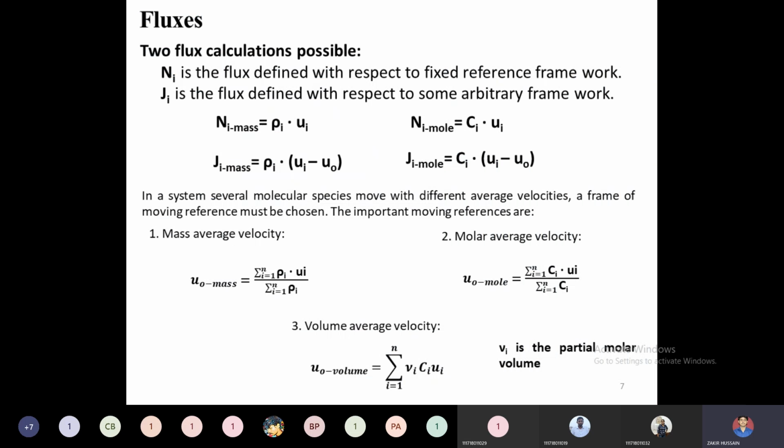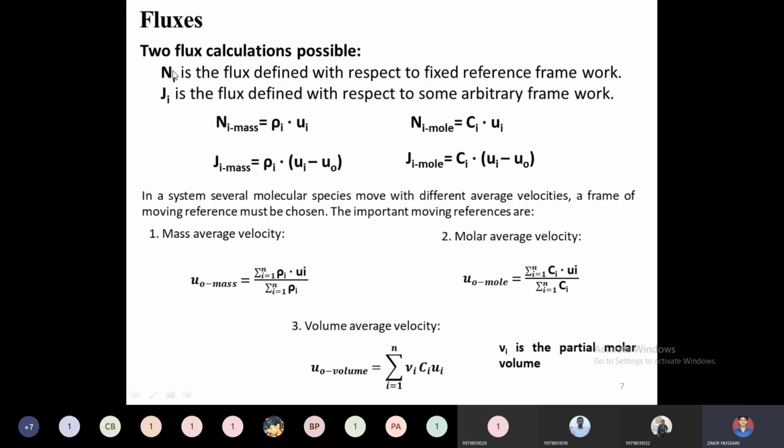Then fluxes. There are two types of fluxes. One is the flux with respect to some stationary coordinate, which is indicated with Ni. Fixed or stationary, same thing. So Ni is a flux with respect to a stationary coordinate or a fixed reference framework. The next one is Ji, a flux with respect to some arbitrary framework. The velocity of an observer is also moving with a certain velocity, whereas in the other type of flux there is no movement of the observer.